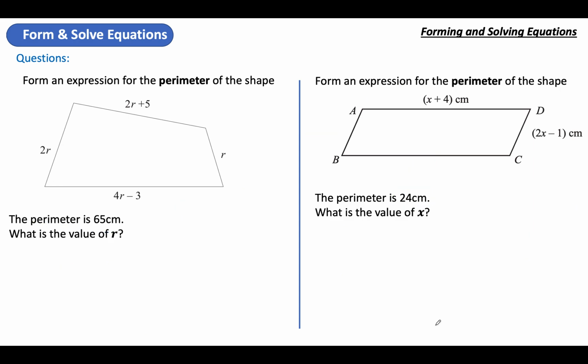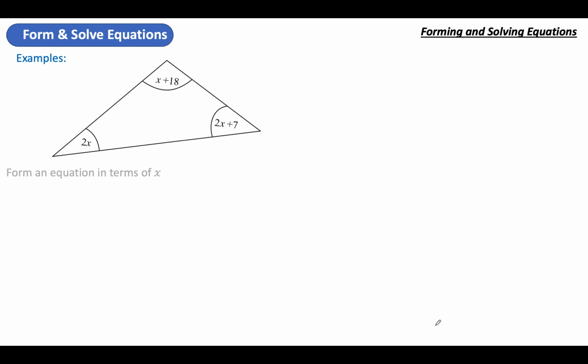Right, hopefully you've got the hang of those. So let's move on to this. Right, now there's a triangle. There's no sides on this, only angles. So we've got an angle in each corner. Form an equation in terms of x. Well, hang on, it hasn't asked me to do the perimeter. Well, that's because we're not dealing with perimeter now. It's saying an equation. Now, an equation is different to an expression because it has an equals sign in it.